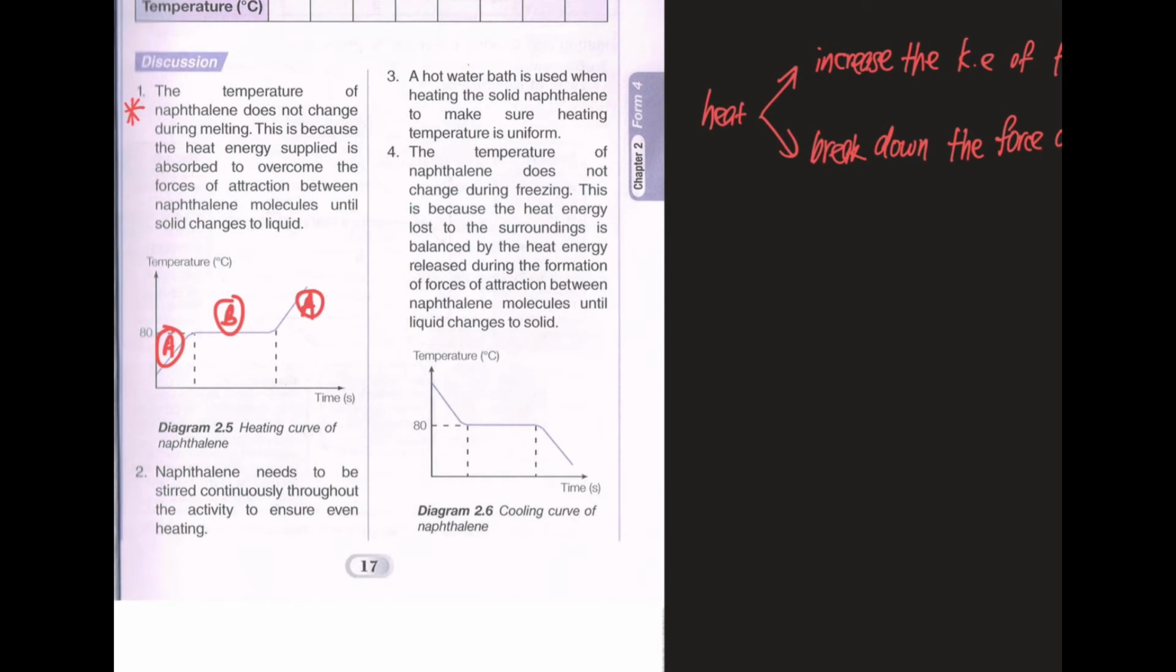Number 4. The temperature of naphthalene does not change during freezing. Here, during freezing, it remains at 80 degrees Celsius for a particular moment. This is because the heat energy lost to the surroundings is balanced by the heat energy released during the formation of forces of attraction between naphthalene molecules until liquid changes to solid.